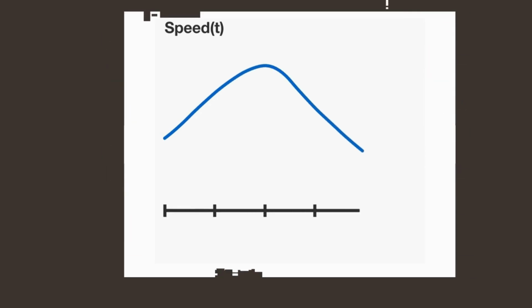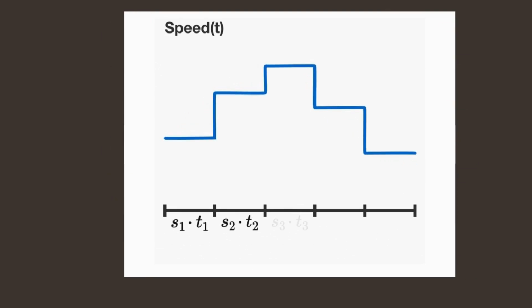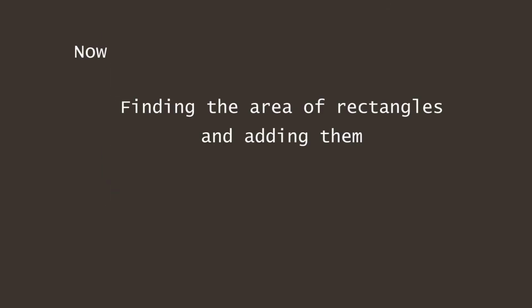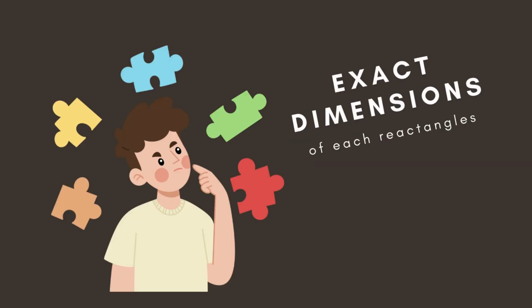Another better approach would be breaking down the time you travel into equal intervals, let's say n intervals, and forming rectangles that closely resemble the original shape of the curve. Finding the area of rectangles and adding the rectangles is no rocket science. But the problem still is, how do we know the exact dimensions of each rectangle?